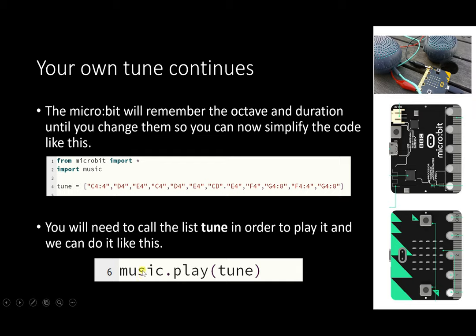So to call it, we use music.play, and then we can call the name of the list in, so tune. However, we can actually do something else first, and that's because the microbit will actually remember the octave and duration that you code in. So if we put C4:4, we don't need to do the same on each additional one. That can then be D4 and E4 and C4 without having to repeat it up to the point we change it. So that becomes G4:8, and then that's F4:4.